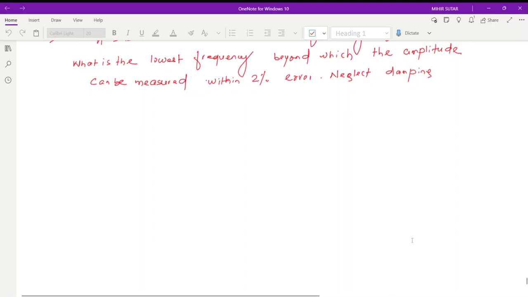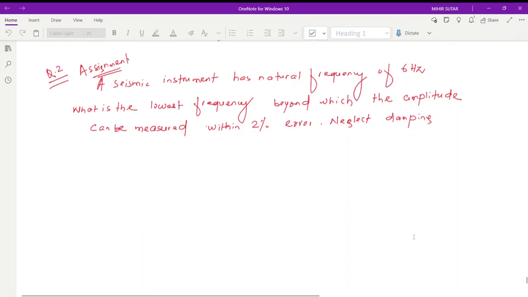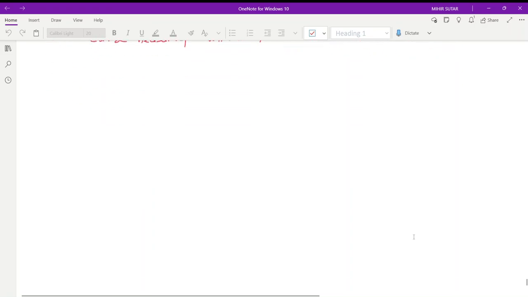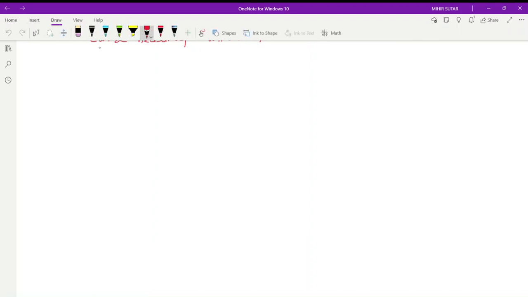So, dear students, we'll further proceed in the vibration measuring, in some two degree of freedom systems. For more cases, like other cases of simple two degree of freedom systems.